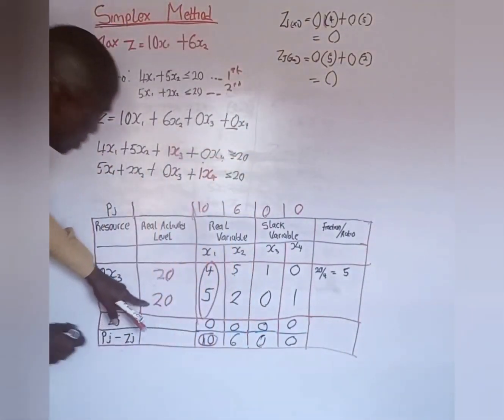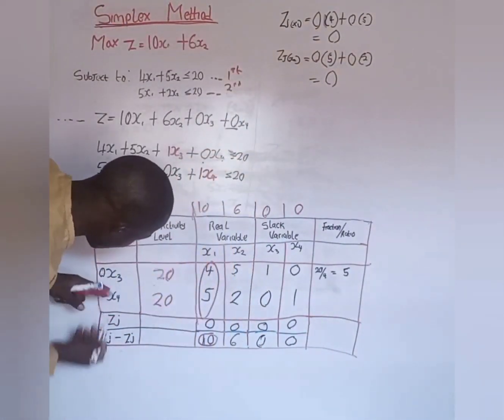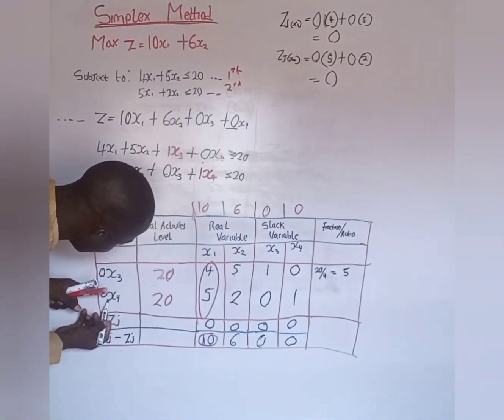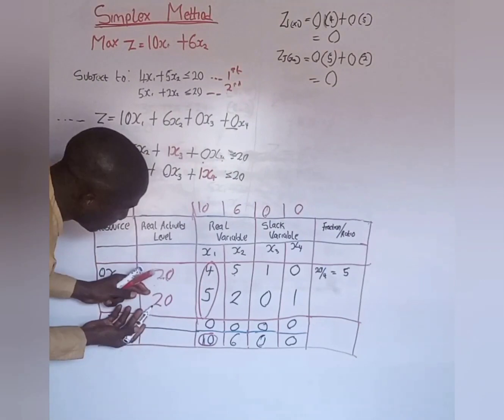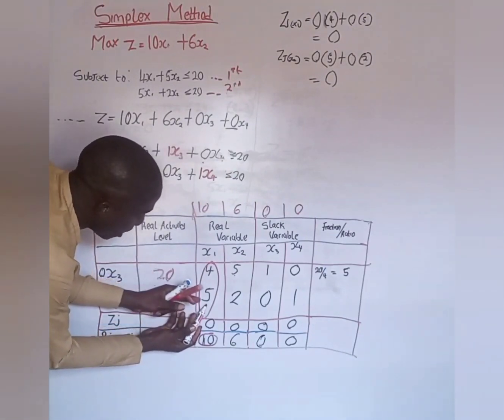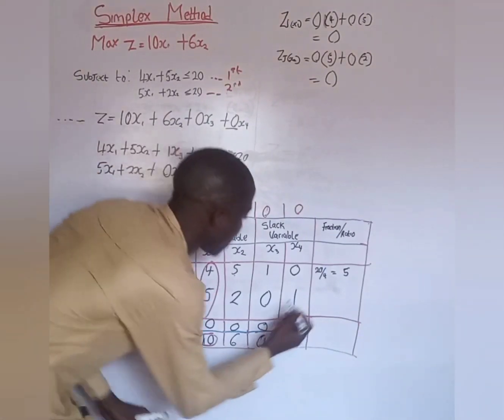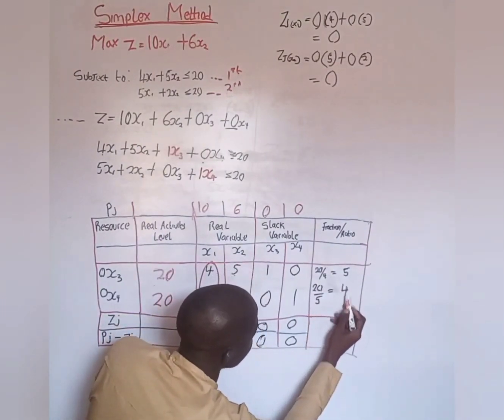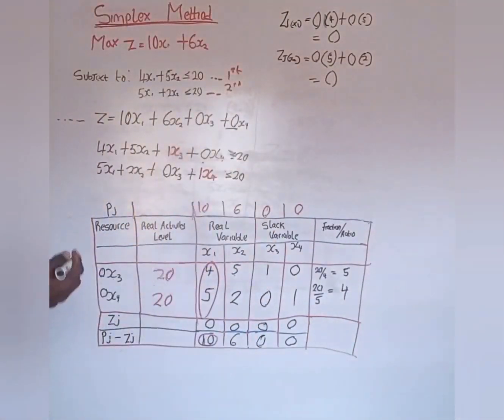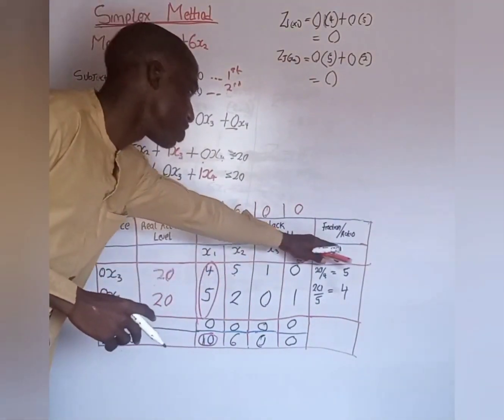And for the next one, which is X4, I'll be dividing 20 by the corresponding key column element. So I'm going to be having 20 all over 5, which will give me what? 4. So I have my fraction, I have my fraction ratio.